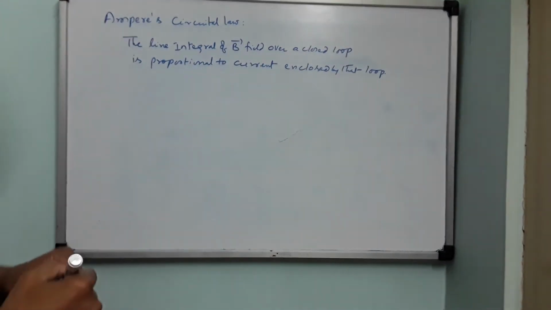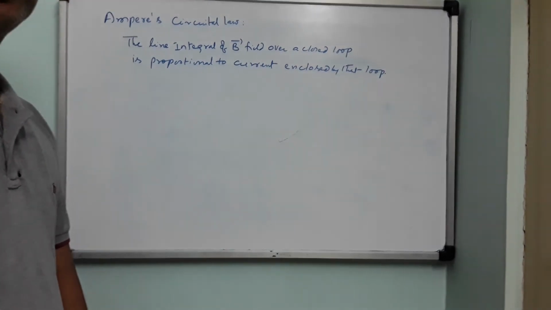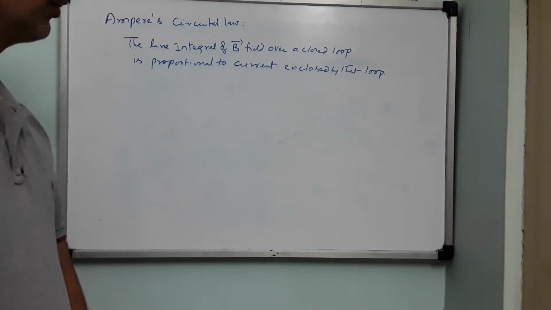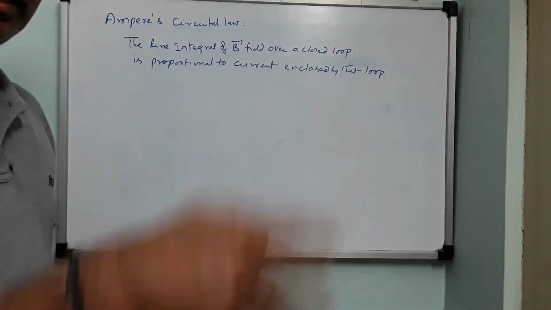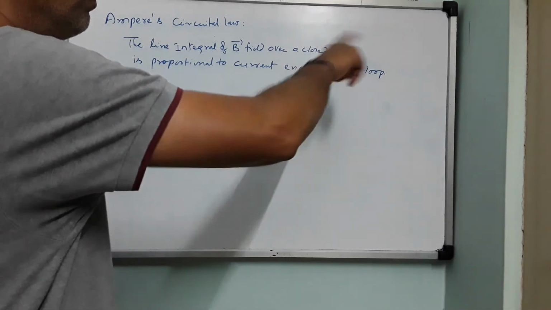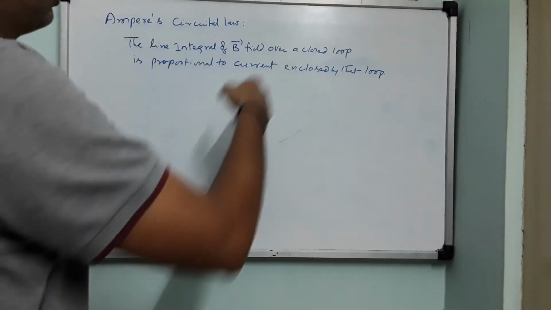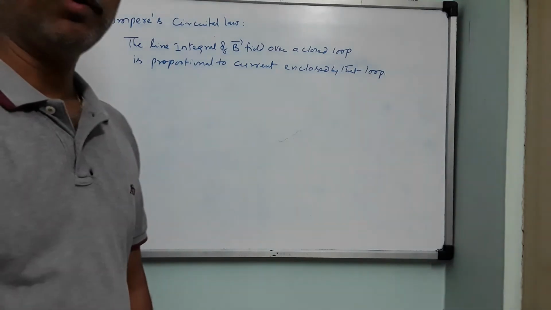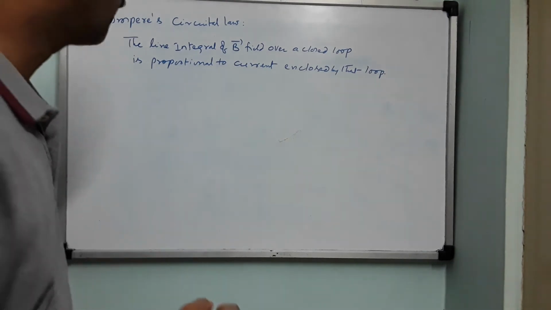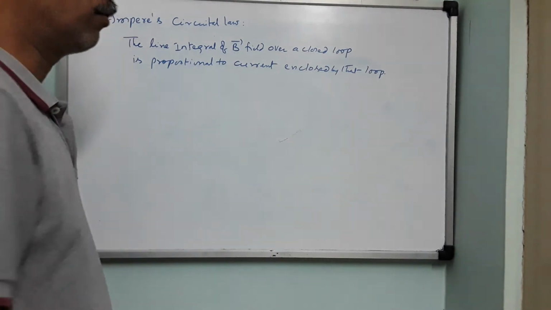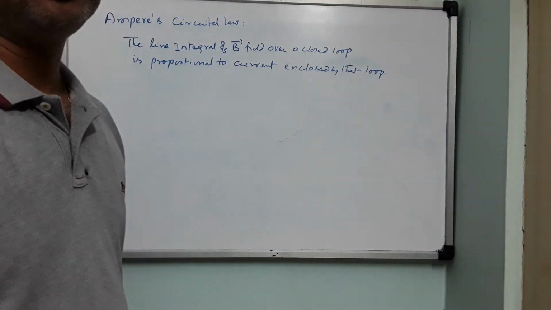Is it not similar to the definition of Gauss theorem in electrostatics? The flux through any closed surface, there we take a closed surface. Here we took only a closed loop. Loop means along the length we will traverse. So the line integral of magnetic field over a closed loop is proportional to current enclosed by the loop, like the flux through any closed surface in electrostatics is proportional to charge enclosed.